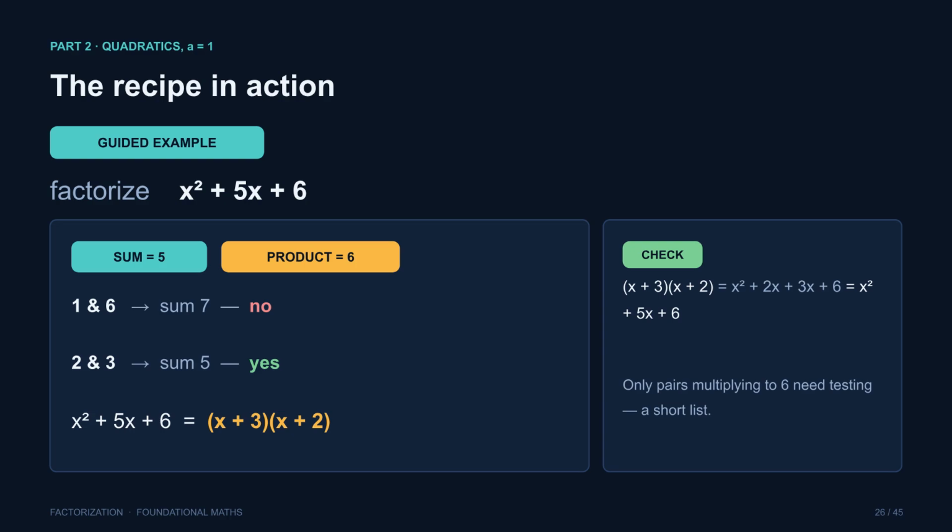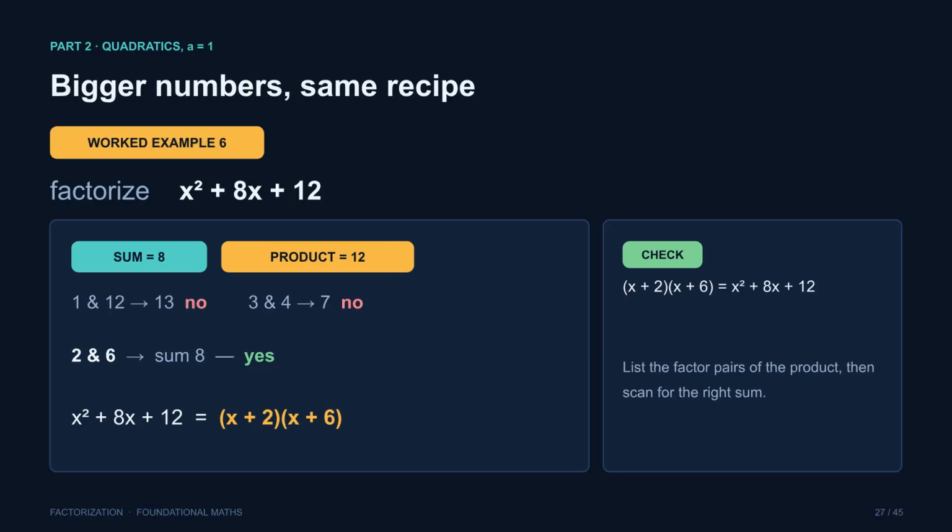Let's factorize x squared plus 5x plus 6. We need a sum of 5 and a product of 6. 1 and 6 sum to 7, so that is not it. 2 and 3 sum to 5, which is correct. The answer is x plus 3 times x plus 2.